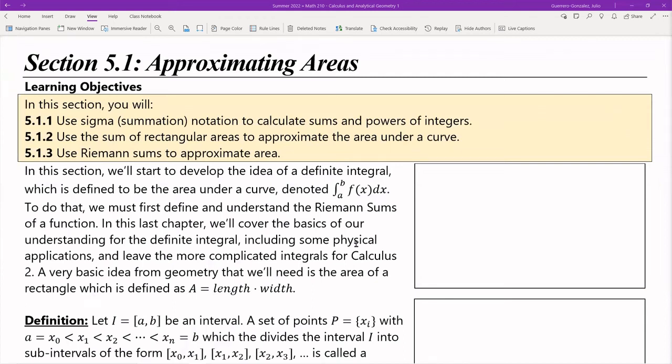Hello, everyone. This is the lecture for section 5.1, approximating areas. So chapter 5 is going to be, we're done with derivatives now for a little while, okay? We're now going to move into another portion of calculus, which is called the integral, okay? This is what the bulk of Calc 2 is going to cover.